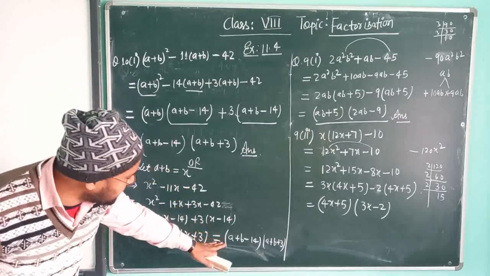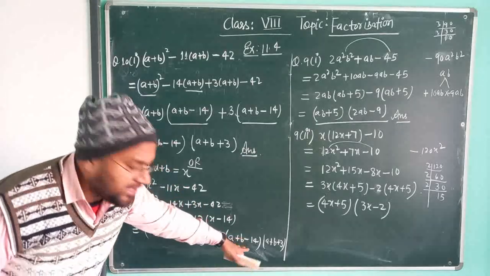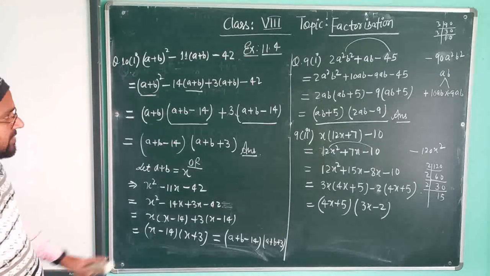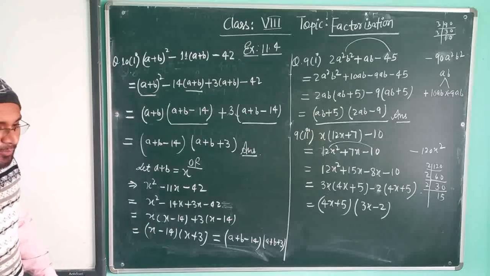X is equal to a plus b. So you can write a plus b minus 14 and a plus b plus 13. So with that, I want to close this exercise 11.4.